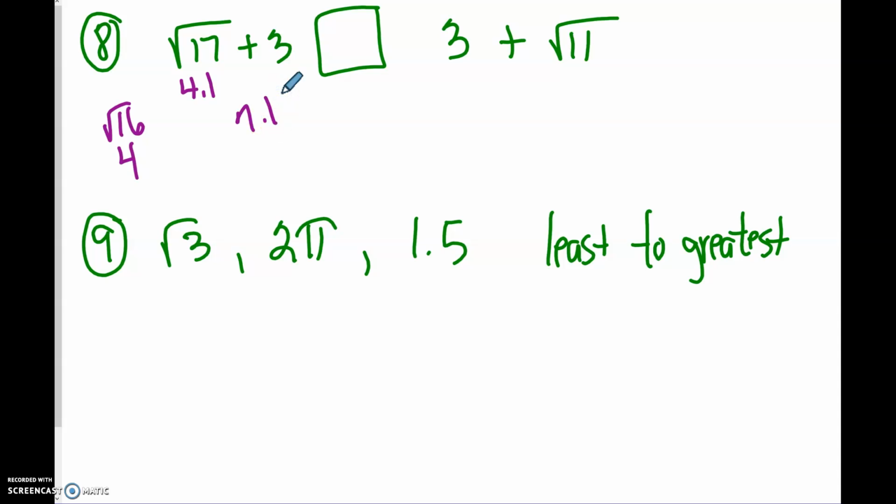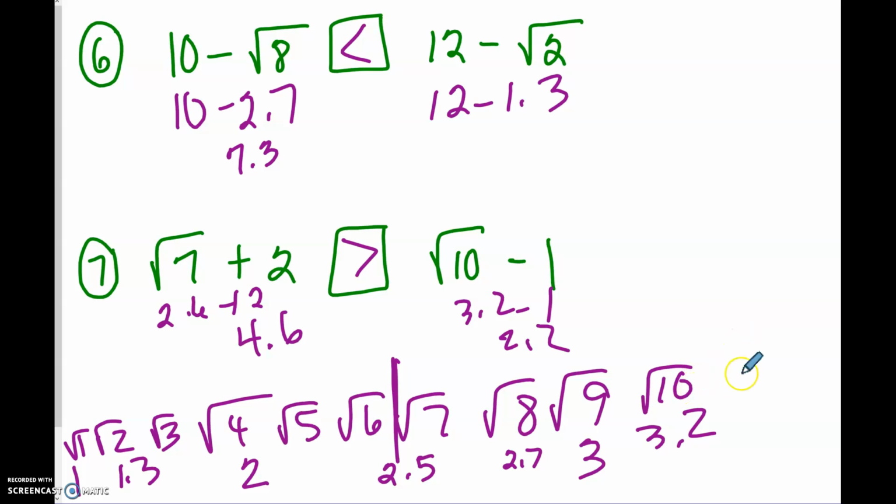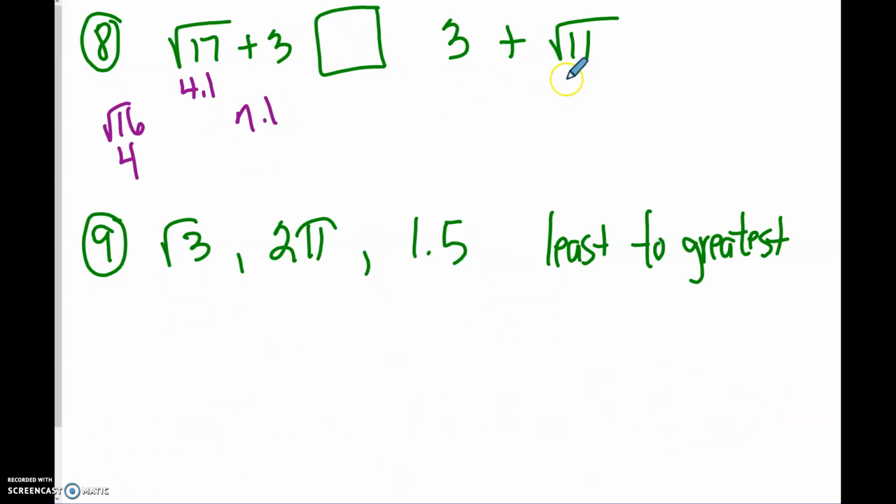7.1? And the square root of 11, that's the one that we were pretty close to here. We did square root of 10. Square root of 11 is going to be about 3.3, 3.2-ish. So let's just say that that's 3.3. So 3 plus 3, this is 6.3. So it looks like 7.1 is greater than 6.3.